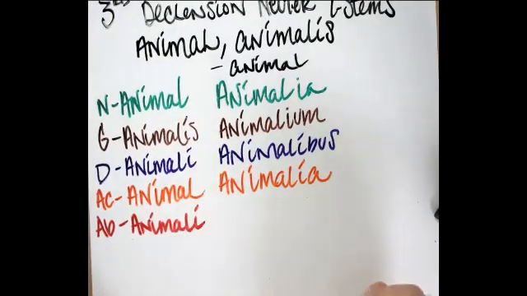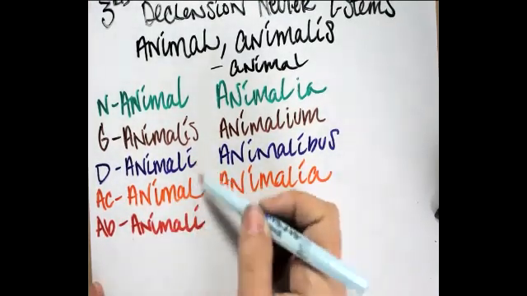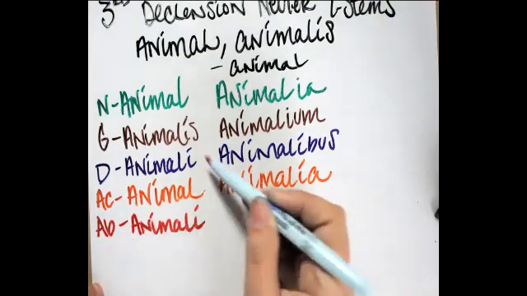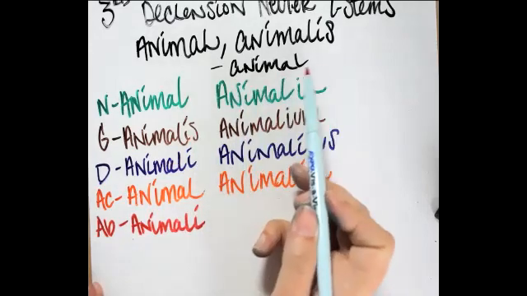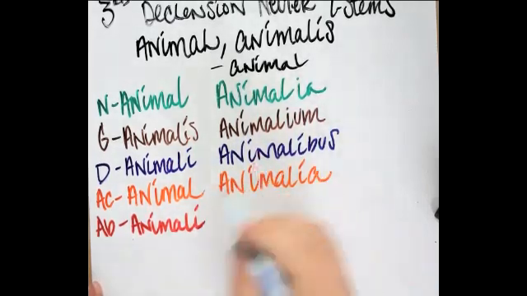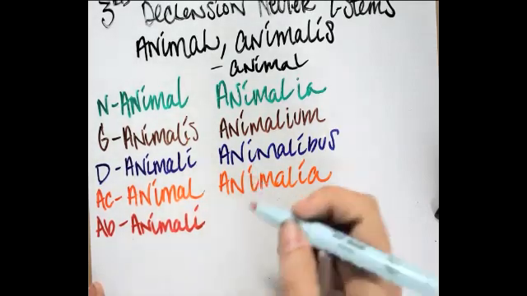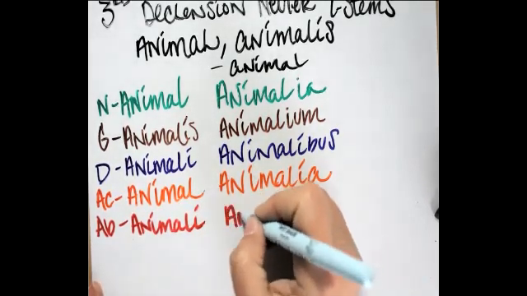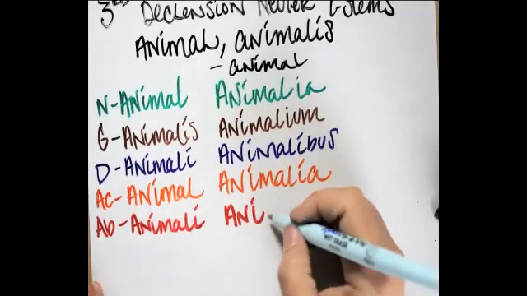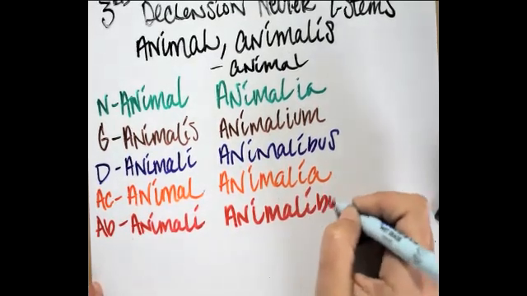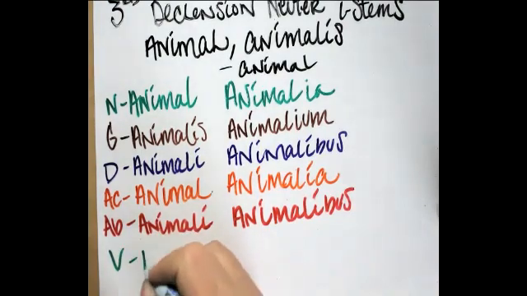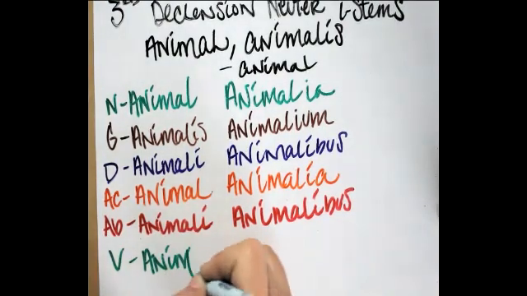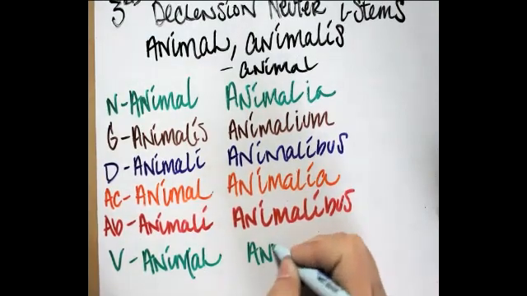Animali. So there will be a little bit of ambiguity between ablative and dative again in the neuter I stems in third declension. So by, with the animal, animali, and then in the plural, animalibus, by, with the animals. Vocative, same thing as you would expect: animal, animalia.